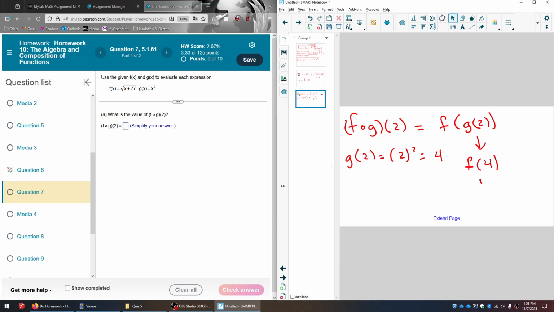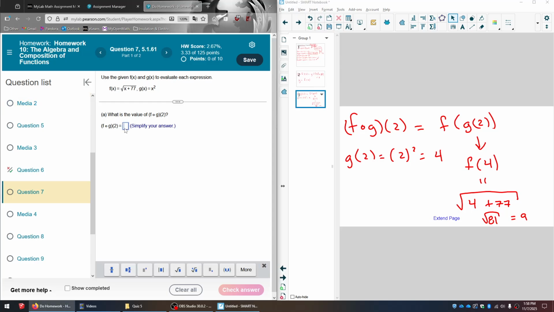And f of 4 equals, I'm not doing this very well, I'm kind of running out of space here, I'm doing the equals right here. That equals the square root of x plus 77, so that's 4 plus 77. So that's the square root of 81, which equals 9. So I think that answer there is going to be 9.